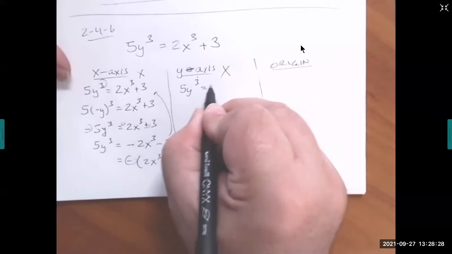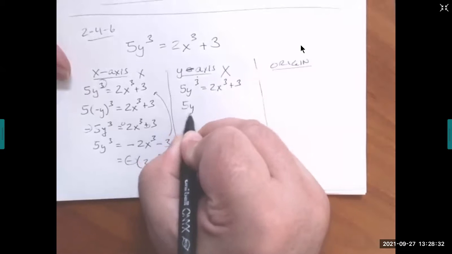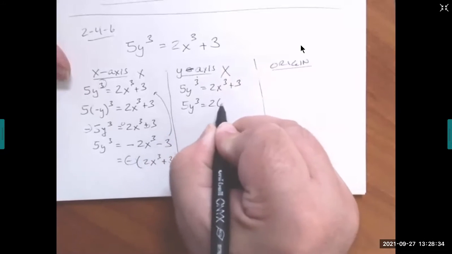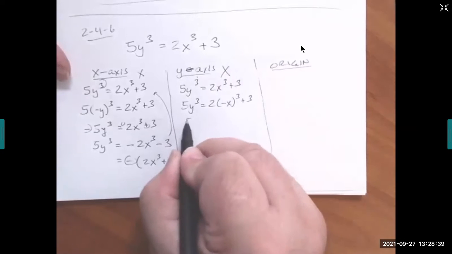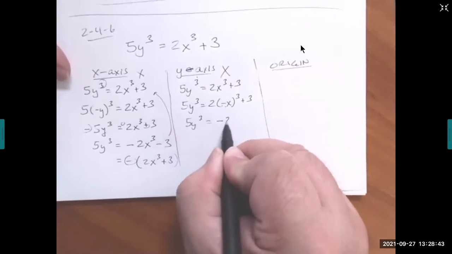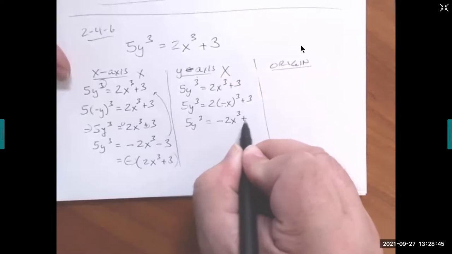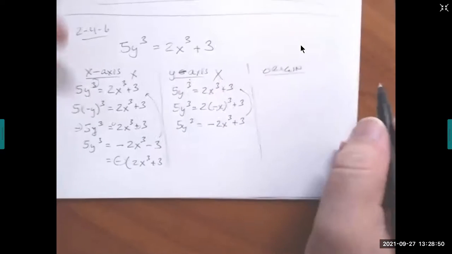5y cubed equals 2x cubed plus 3. So I change the x to negative x cubed plus 3. This negative goes out in front, 2x cubed plus 3. Not the same, so it's not going to work.